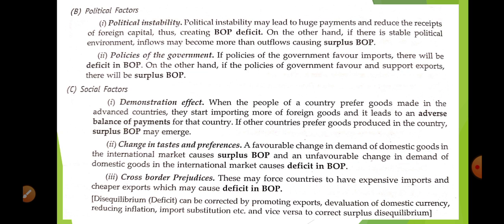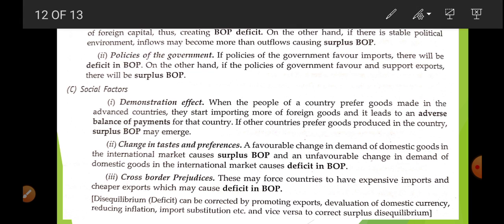Now political factors. If there is political instability, there will be a BOP deficit. If everything is positive, there will be a surplus BOP. Now policies of the government. If the government is in favor of import, there will be a deficit. If the government is in favor of export, that is, export promotion is the policy, there will be a surplus BOP.